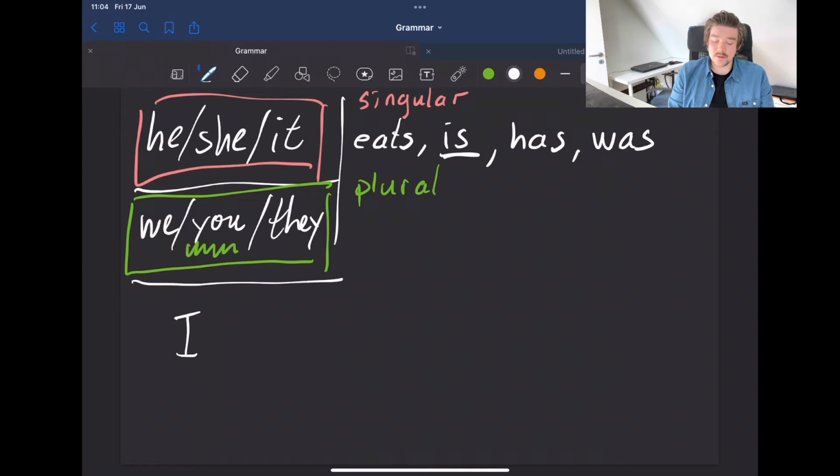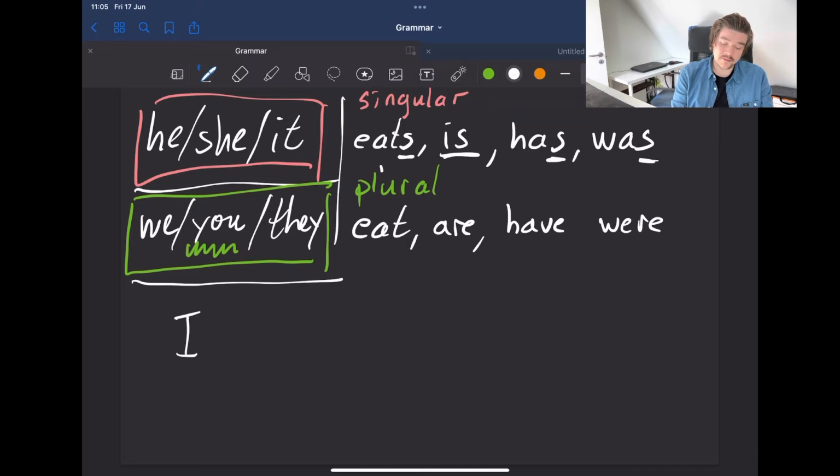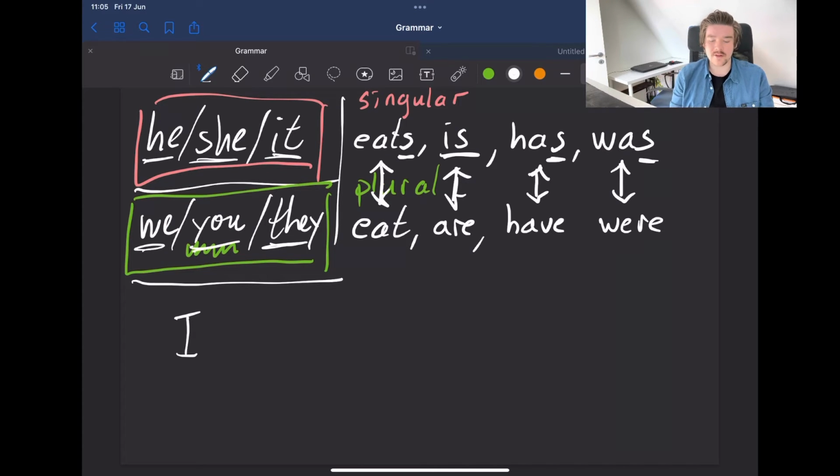In general, you can see that there is a tendency here where the last letter of the verb is an S if the subject is singular. In plural, we have eat, are, have, were. And these verbs, they mean the same. These are just different conjugations of the same verb. And in English, when the subject is one of these, or can be exchanged with one of these, we have to use the correct conjugation of the verb form.